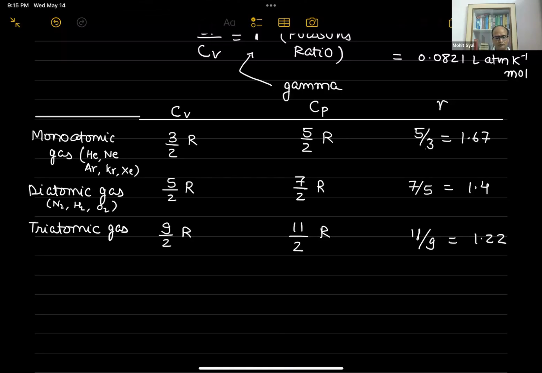O3, SO3, that is tetratomic. SO2. Got it. Or they will give you the values also, and with the values you can find the Cp and Cv. They can give it to you in the question also.